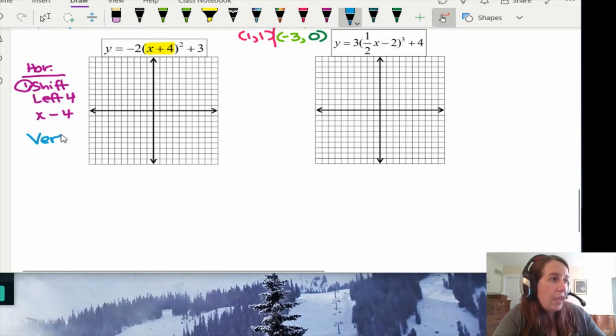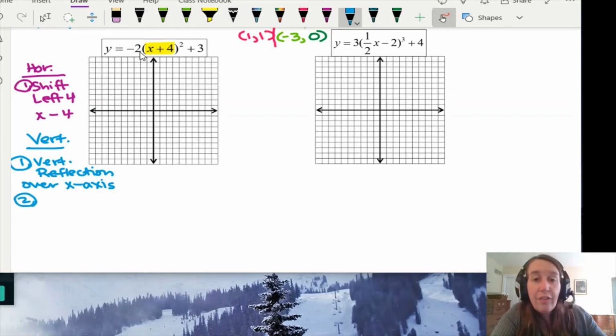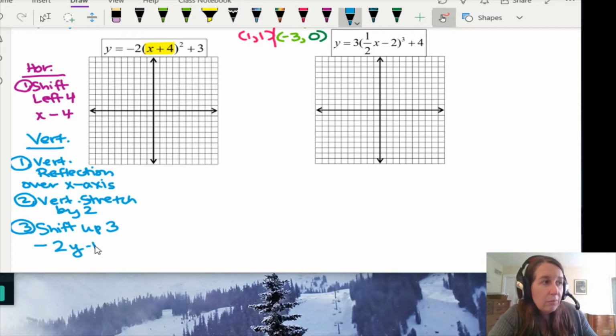For the verticals, that's everything else. There's 3 things: the negative, the 2, and the +3. So first of all, that negative is a vertical reflection. You can just call it a vertical reflection, or you can say it's over the x-axis. And then number 2, we have the 2. So that is multiplying the equation by 2. So that is a vertical stretch by 2. And then finally, the last thing we have is this +3. So that's a shift up 3. And then that means what's happening to the y is -2 times the y coordinate +3.